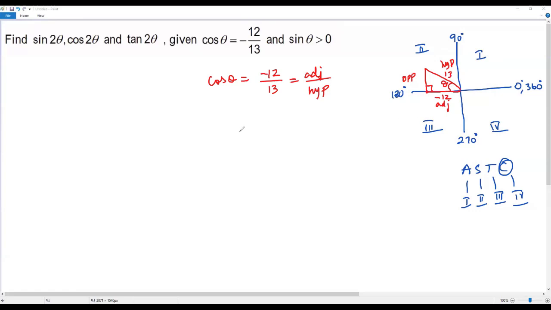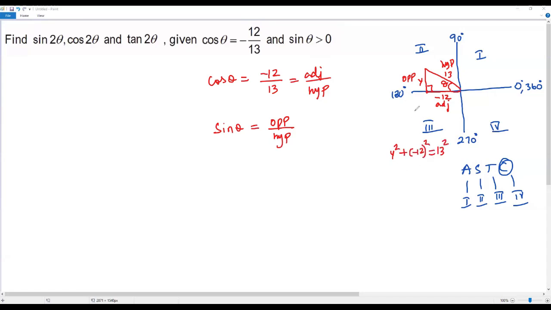To get the value of sine theta, according to SOHCAHTOA, the formula for sine theta is opposite over hypotenuse. So we need the opposite side. Already we know the hypotenuse, that is 13. To get the length of the opposite side, we have to use the Pythagorean theorem. We can assume the length of the opposite side as y. Then we have y squared plus negative 12 the whole squared equals 13 squared.